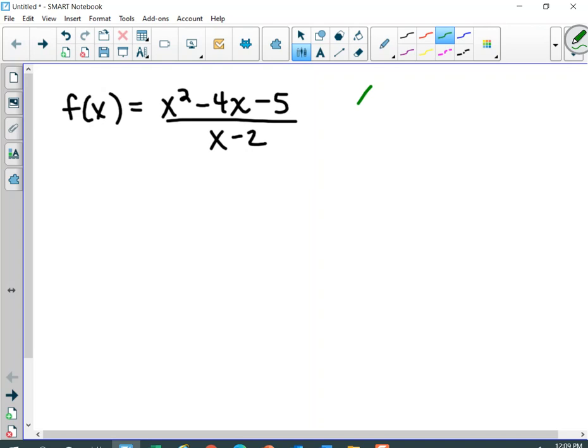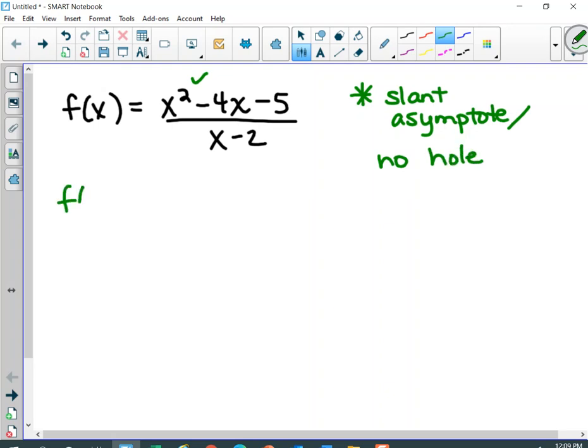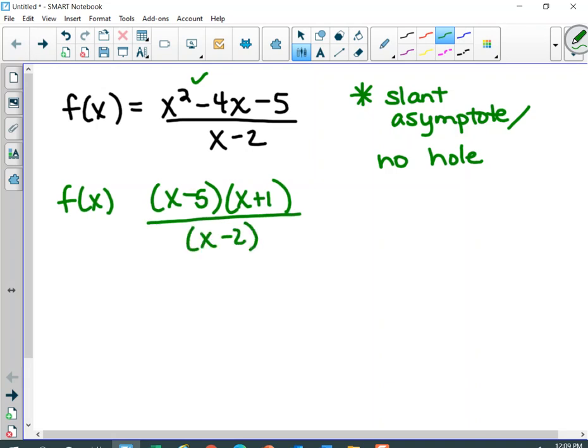Okay. Basically, if we want to talk about this kind of problem, we have a slant asymptote. I can tell that because my numerator is 1 degree bigger than the denominator. Okay. And no hole. I know that because if I factor my numerator and look at my denominator, I do not have a matching factor.